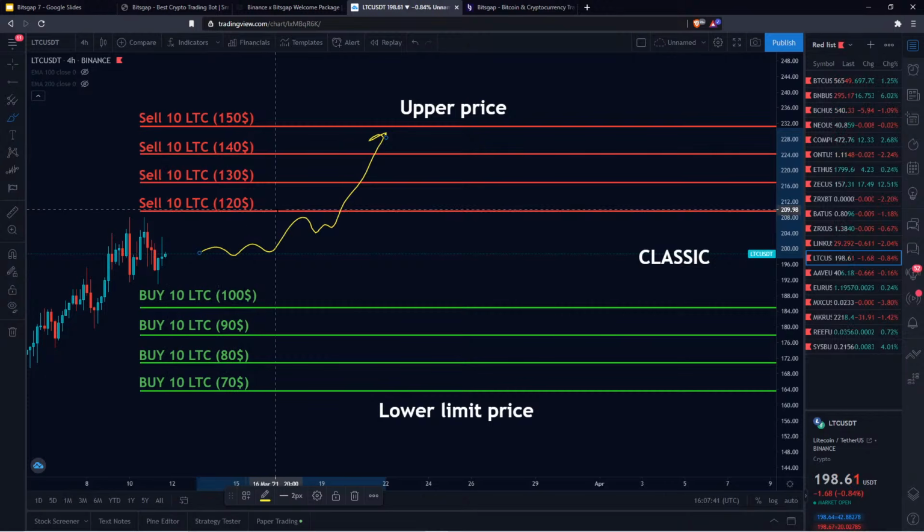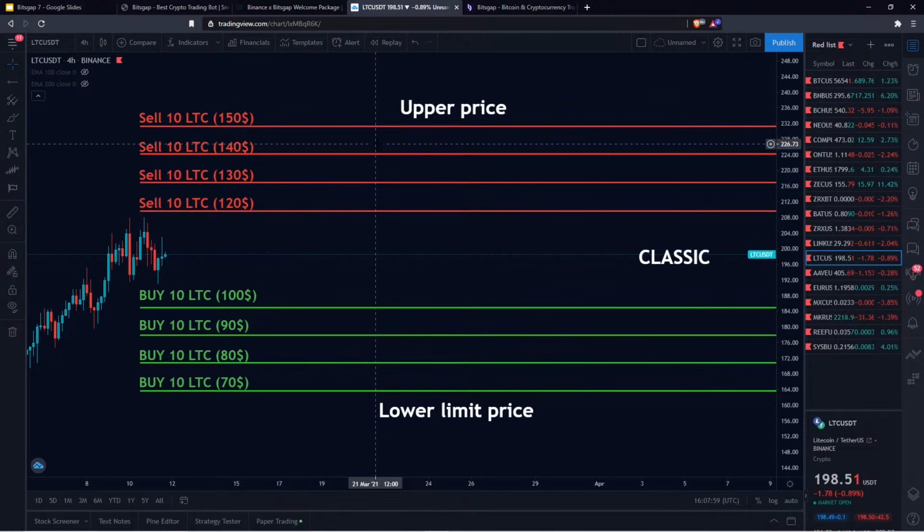All right, so you see at the first grid it's $120 cashed out from the market, then the price goes even higher, and these 10 LTCs are now worth $130, so you cash out with $130. So that's the point of the classic bot.